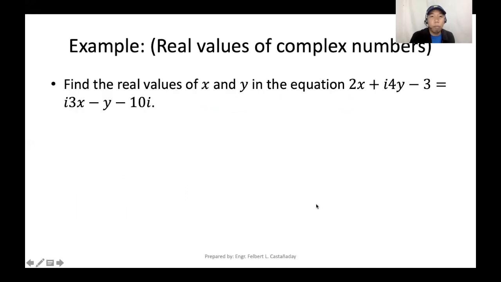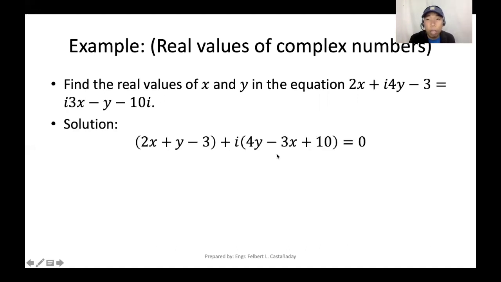Now let's have another example, real values of complex numbers. Find the real values of x and y in the equation 2x plus i(4y minus 3) equals i times (3x minus y) minus 10i. Okay, so this is an equation where we can apply the theorem in the previous slide. What you will do here is to transpose everything to the left-hand side and then combine all the real parts and combine all the imaginary parts. So it means that the equation will now be equated to 0.